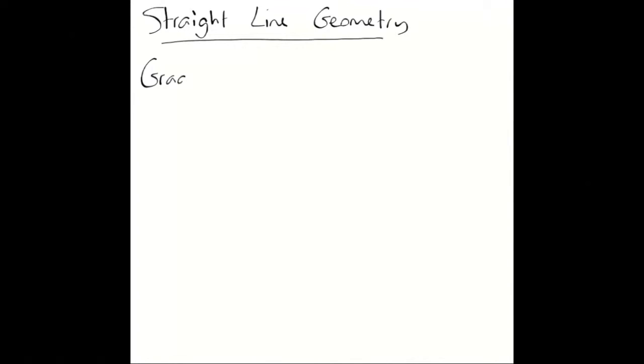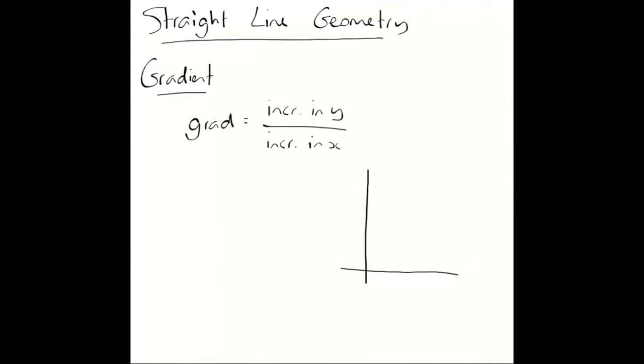Straight lines. We're going to look at a few things about straight lines. First of which, we're going to look at the gradients. The gradient is a measure of the steepness of the line. We can work out the gradient by calculating the increase in y divided by the increase in x. I'm careful here not to say change in y because you've got to know whether it's going bigger or smaller. That would be a positive gradient or a negative gradient.